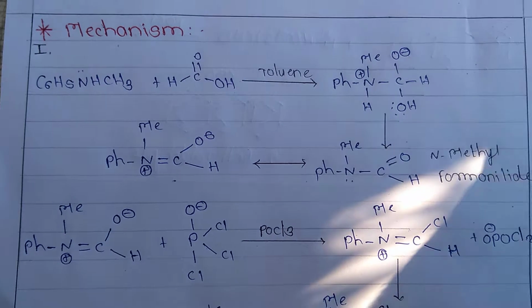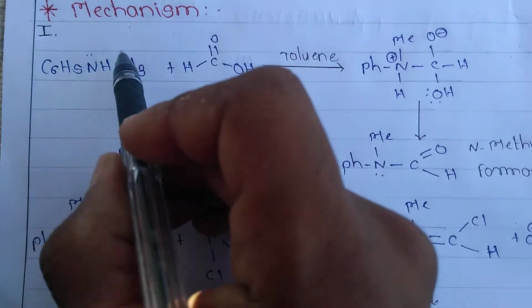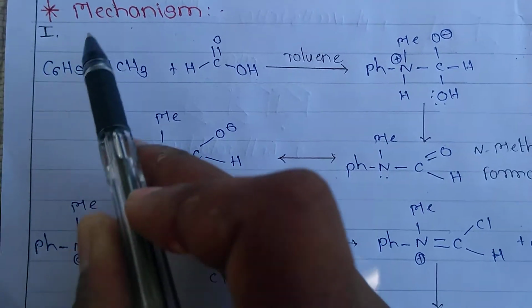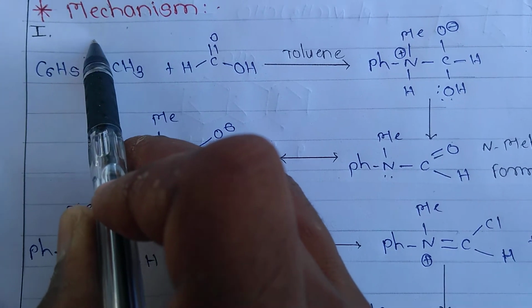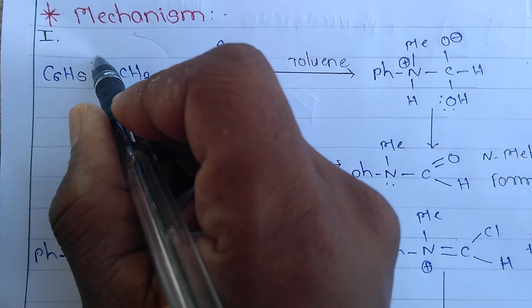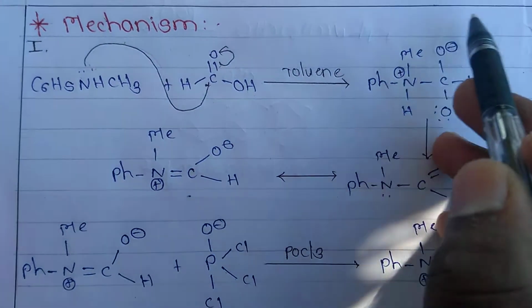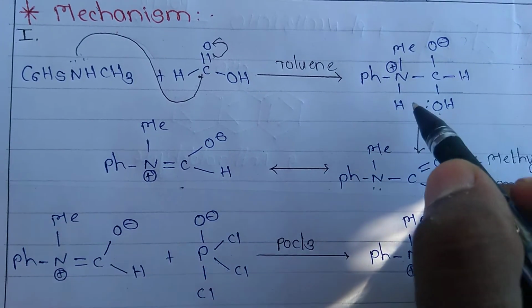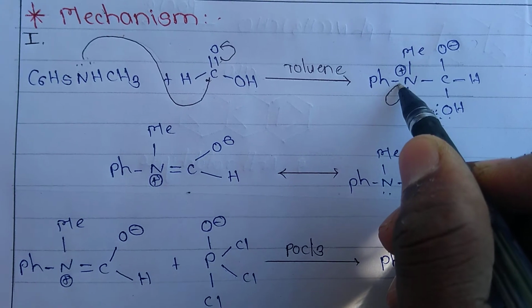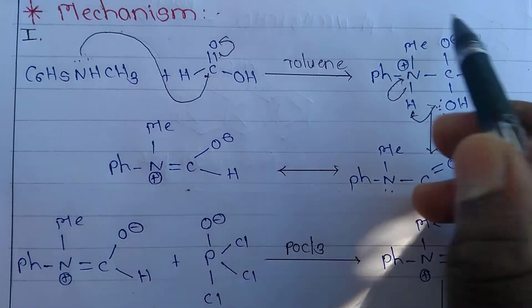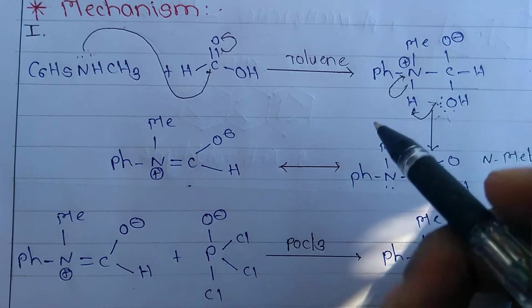So in the first step, formation of active electrophile. This is our N-methyl aniline, the lone pair of nitrogen attacks here like this. Formation of this intermediate takes place. Further, this lone pair of oxygen takes hydrogen from here and neutralizing takes place. After that, here is the formation of H2O plus, that means a good leaving group.